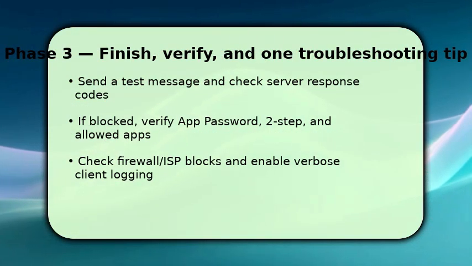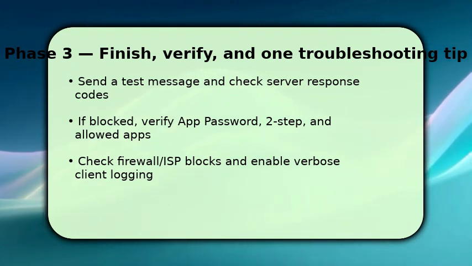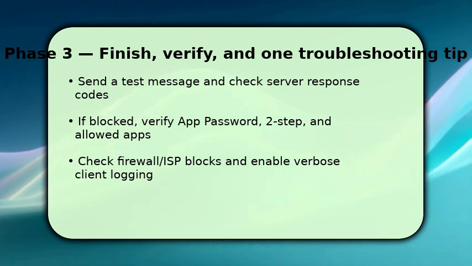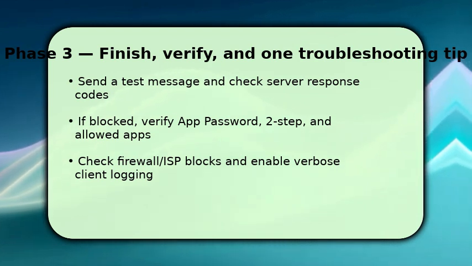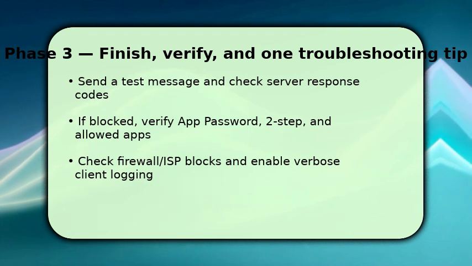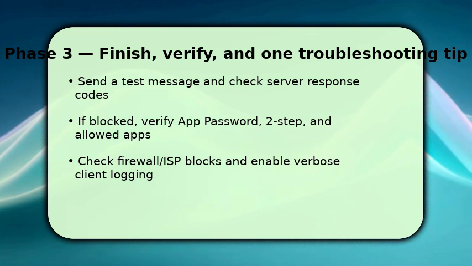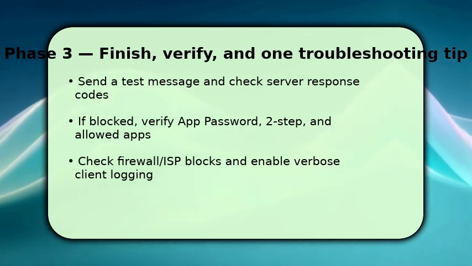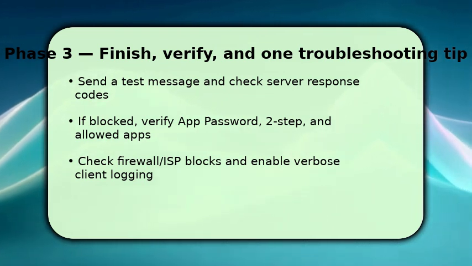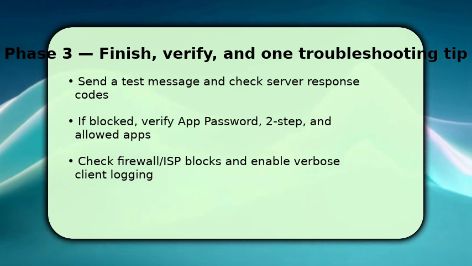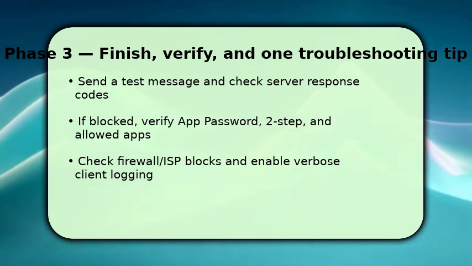Finally, send a test email and inspect the response codes and logs. Successful SMTP usually returns a 250 response for data acceptance. If it fails, confirm the app password or OAuth token and that two-step is configured correctly. If you see connection timeouts, make sure ports 587 or 465 aren't blocked by your firewall or ISP.